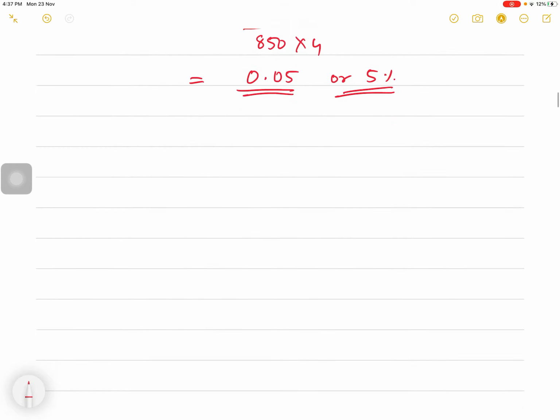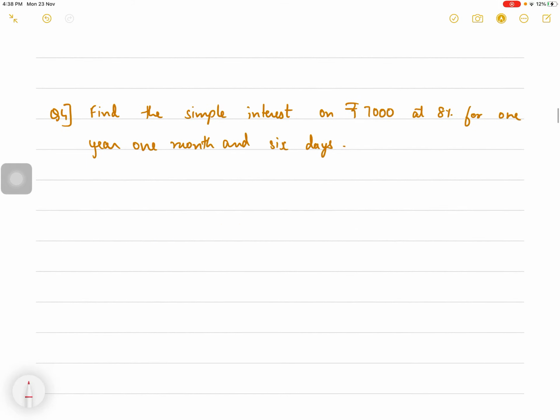Let's solve the next question. Find the simple interest on rupees 7,000 at 8% for 1 year, 1 month and 6 days. So find the simple interest on 7,000. That means P is equal to 7,000 at 8%. So R is 8% and N is 1 year, 1 month and 6 days.